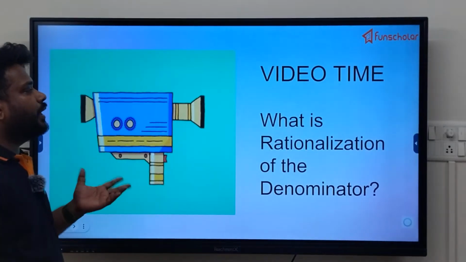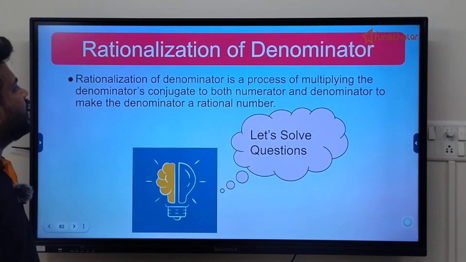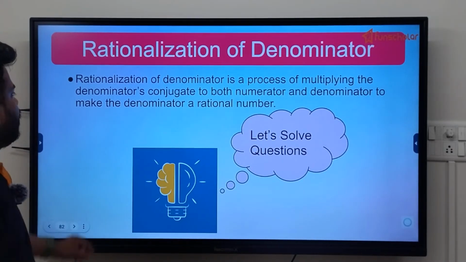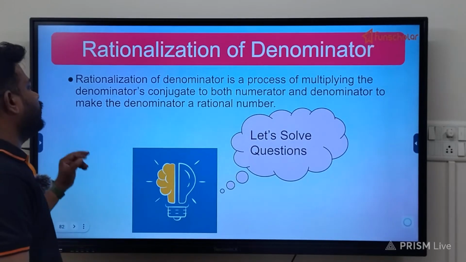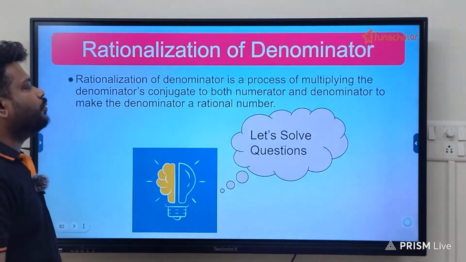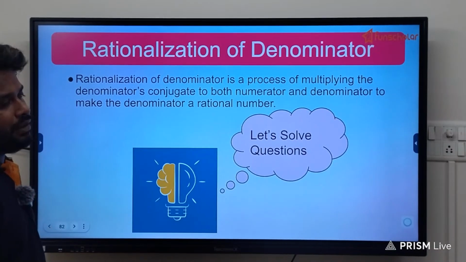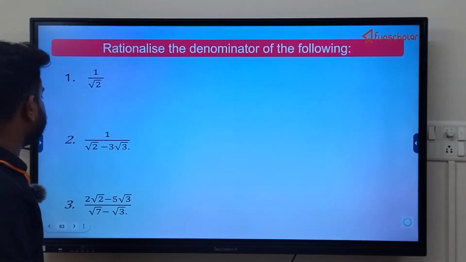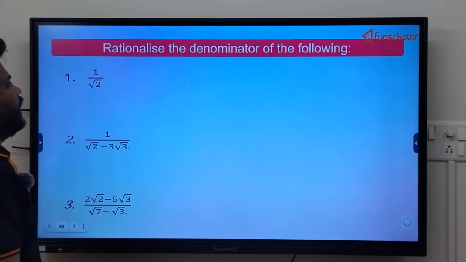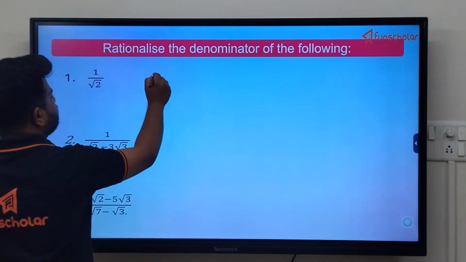We have another video, but I am skipping this right now. Okay, rationalization of denominator. Rationalization of denominator is the process of multiplying the denominator's conjugate to both numerator and denominator to make the denominator a rational number. So what they are trying to say, let's look at this.